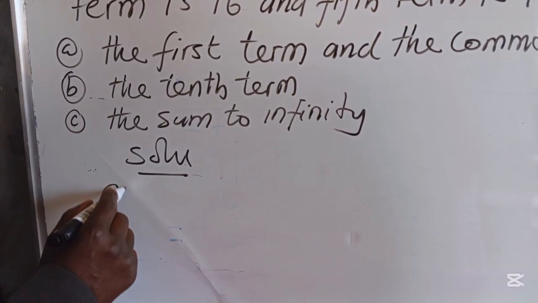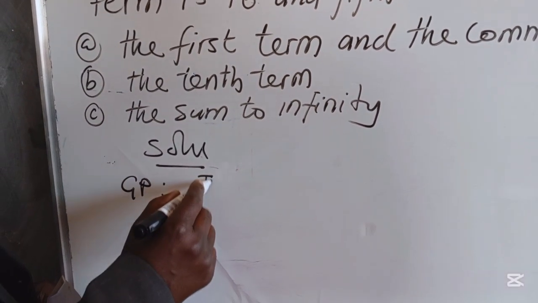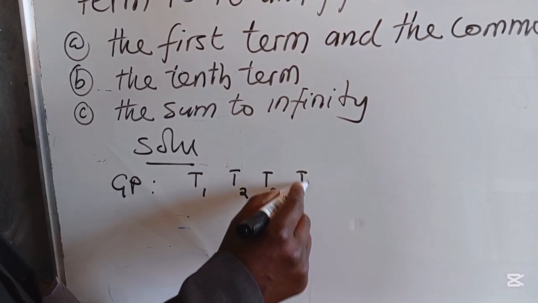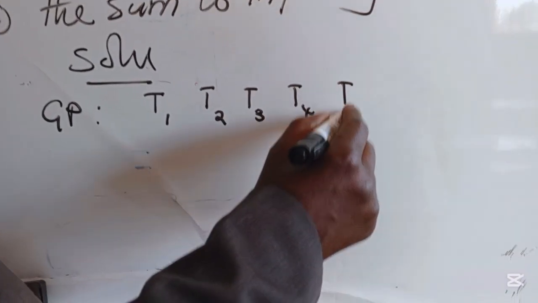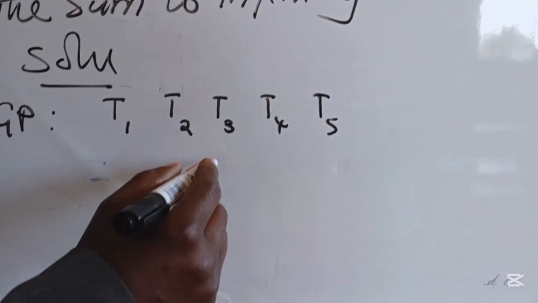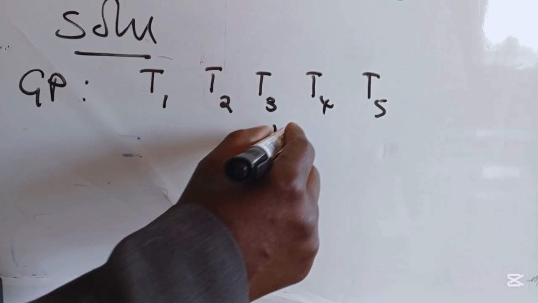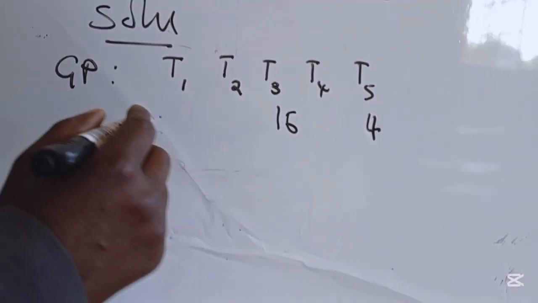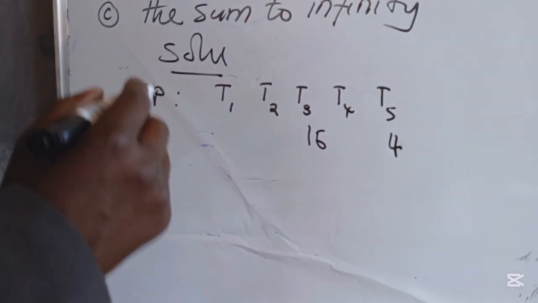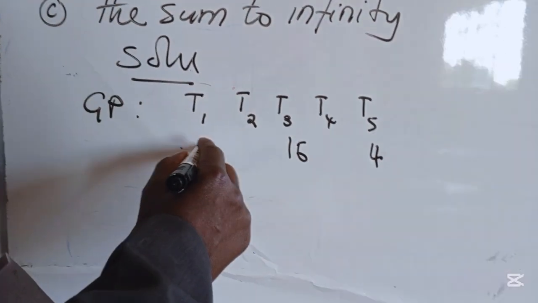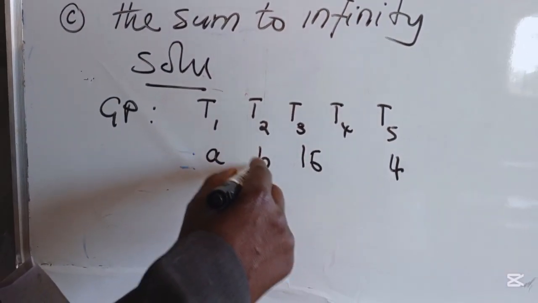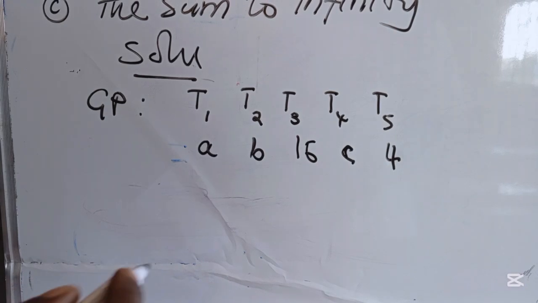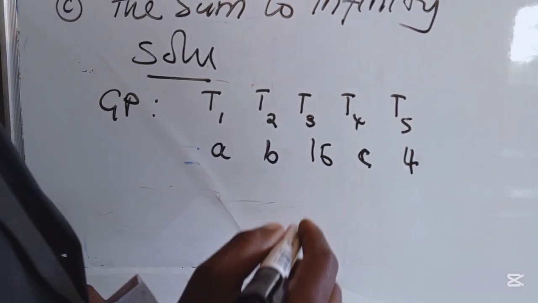They are saying this is my GP. The first term, the second term, the third term, the fourth term, the fifth term. Now they are telling me that the third term is 16, while the fifth term is 4. So they are telling me that I should find the first term, which is here, which is A. B, I don't know, and this is my C, which is just there. So now this is how we do it.